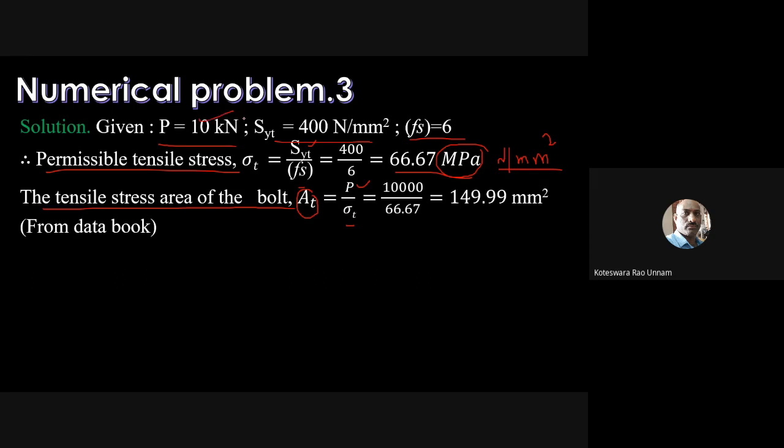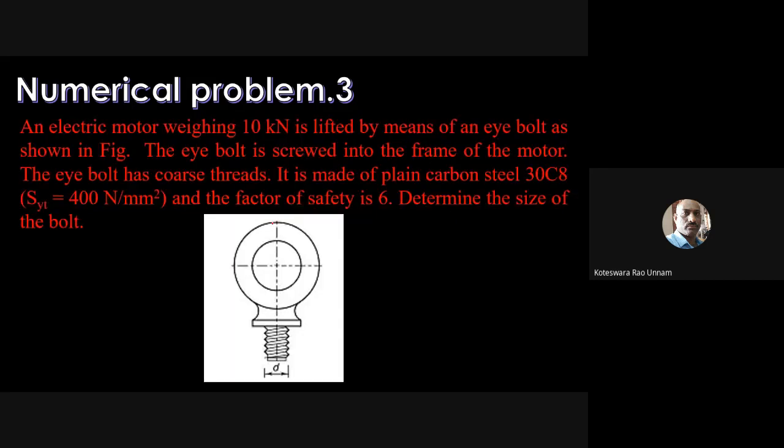P is given as 10 kilonewtons. So therefore 10,000 divided by sigma T, which we just computed as 66.67. If you substitute that, we get area is 149.99 mm square. That means approximately 150 mm square. The tensile stress area is 150 mm square. Now for an AT of 150 mm square, we need to keep this point in mind: we need to select coarse threads.